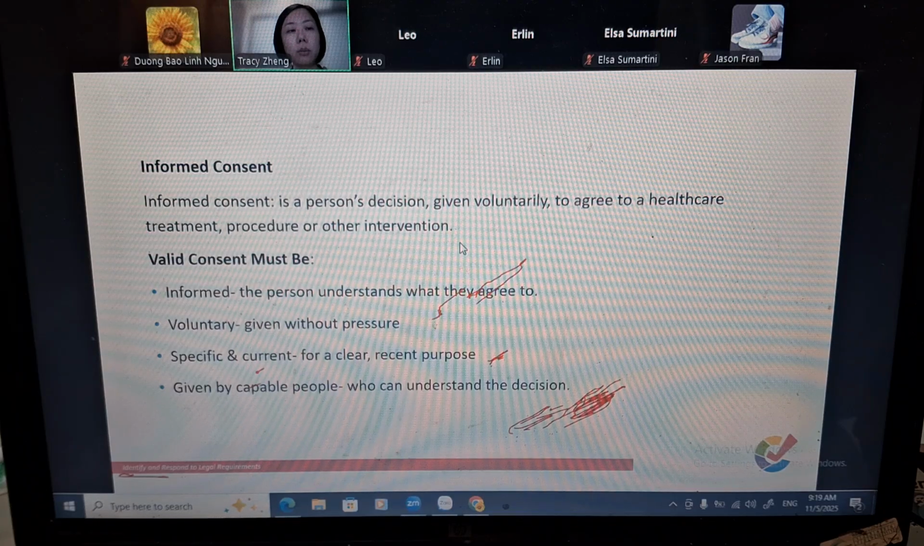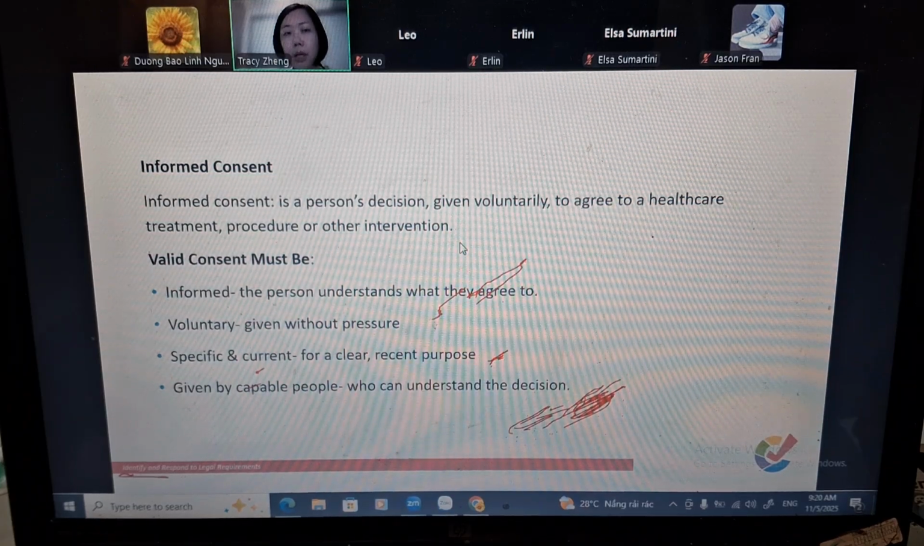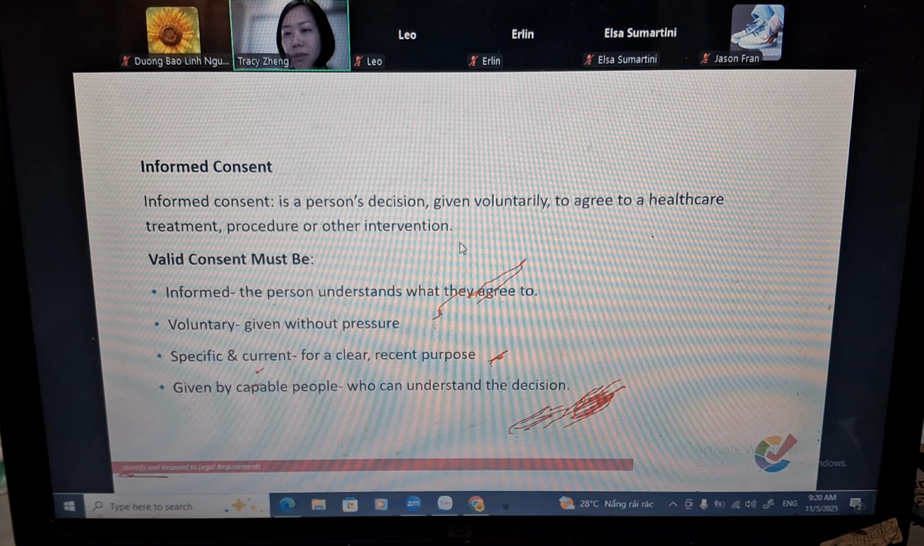We need to make sure the information we provide to the client is clear and has a really specific purpose. What is the purpose of the consent the client is giving? So they need to know what they are agreeing to. Is it about the blood test? Is it about an operation? Or is it about a doctor prescribing a new medication, etc.? So we need to provide a specific purpose and clear information to our clients.